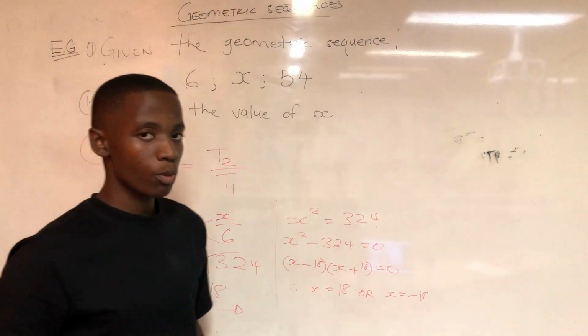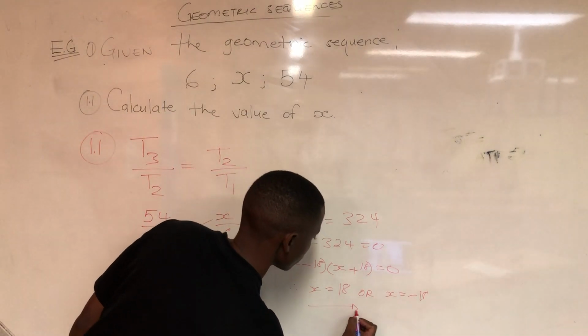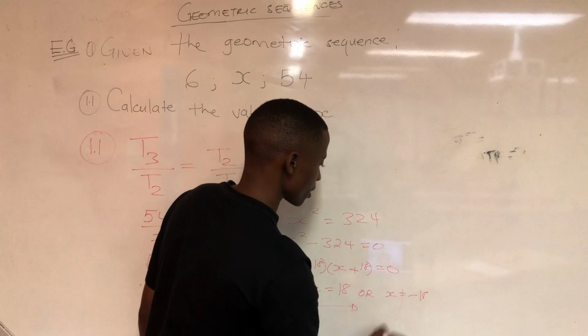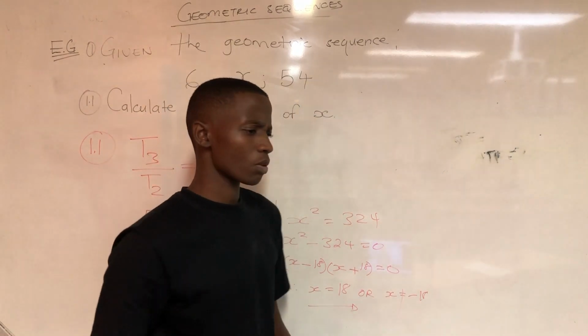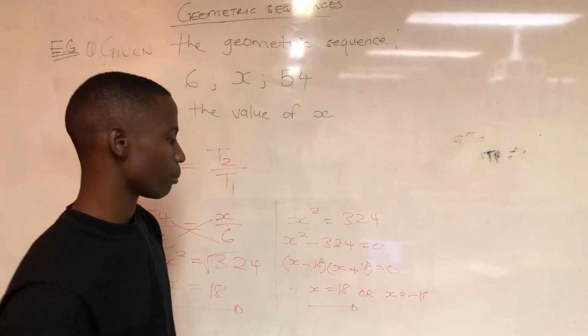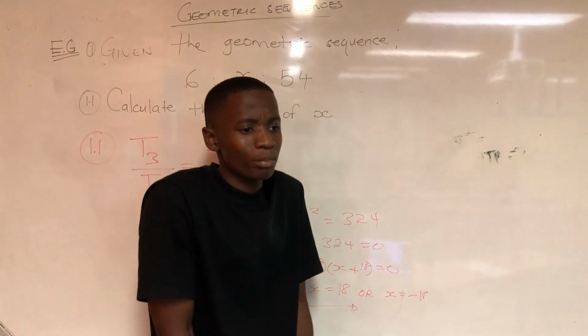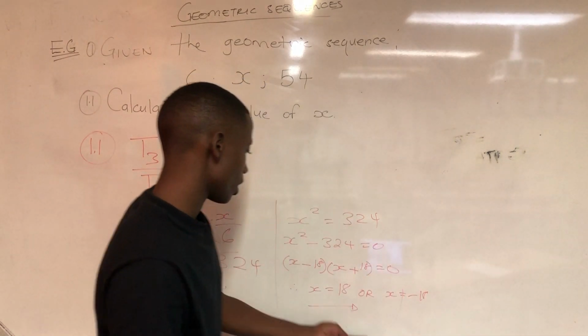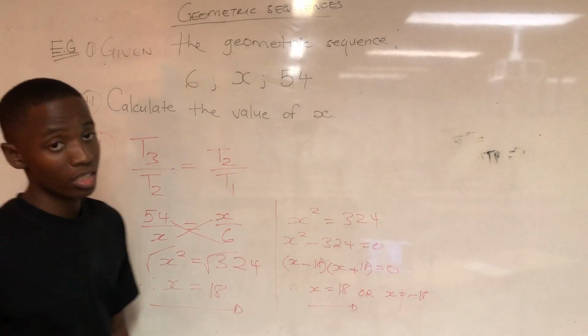But look, we're looking for a position there. So our x is equal to positive 18, x is not equal to negative 18. It's clear that our position can't be negative, so it must be a positive number, which is 18. And that's the end of our lesson.